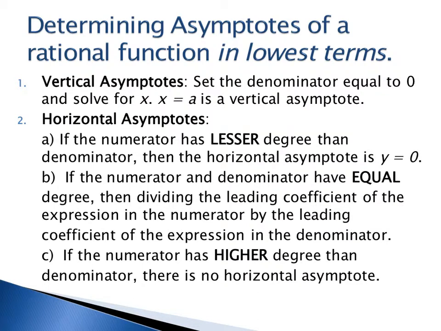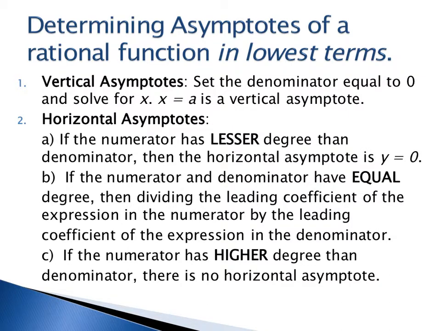So first, to find the vertical asymptote, you just set the denominator equal to 0 and then solve for x, and whatever you get is x equals, and that's your vertical asymptote. For a horizontal asymptote, you got to remember these three rules. The first rule is if the numerator is less than the denominator, so if the denominator has a bigger degree or a bigger exponent, it's y equals 0.